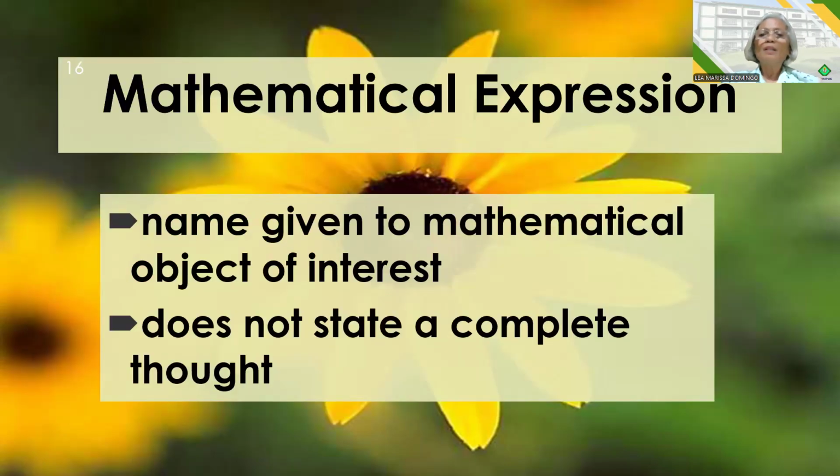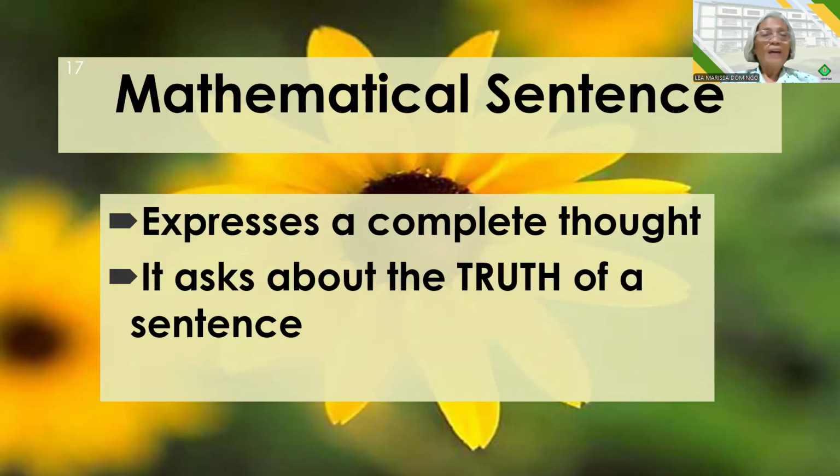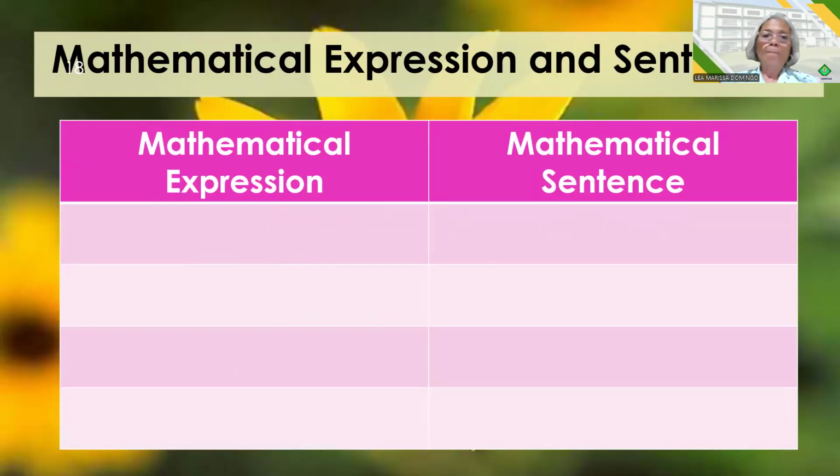So a mathematical expression, on the other hand, is a name given to mathematical object of interest. It does not state a complete thought. On the other hand, a mathematical sentence, analogous to an English sentence, expresses a complete thought, and it also asks about the truth of a sentence. Okay? So, i-compare natin ang mathematical expression sa mathematical sentence.